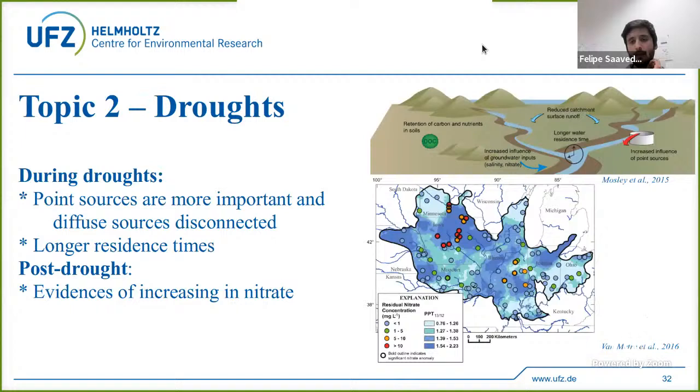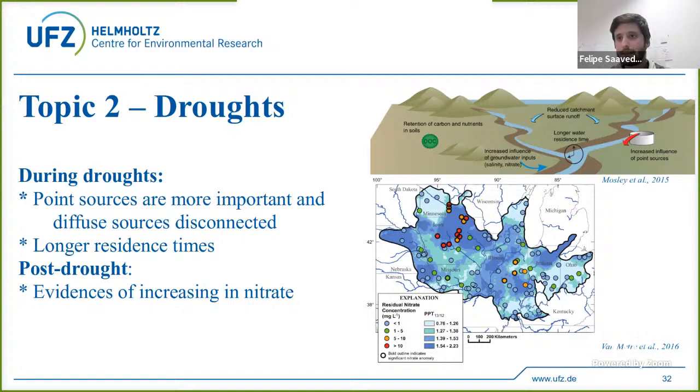They were saying that depending on the sources, if it's point sources, for example, like wastewater, if you have less water because of the drought, you will have less dilution. And then you will have like an increase in nitrate concentration. Instead, if your main source is agriculture, so a diffuse source, if you have less water, you will have less hydrological connectivity, and then the river will not be connected to the land, and concentration can decrease.